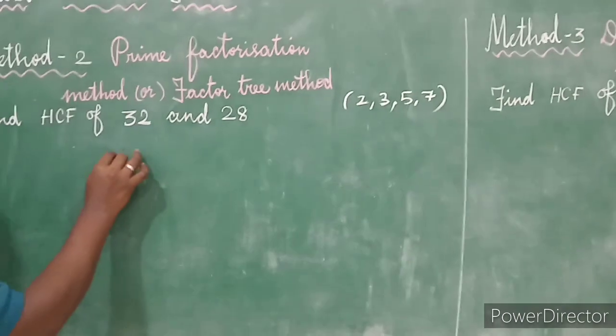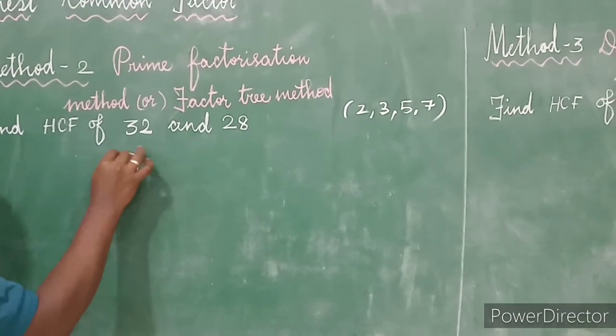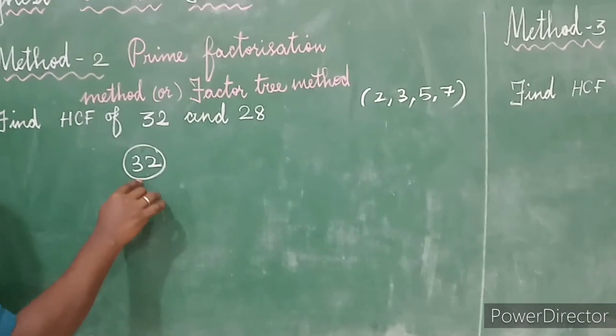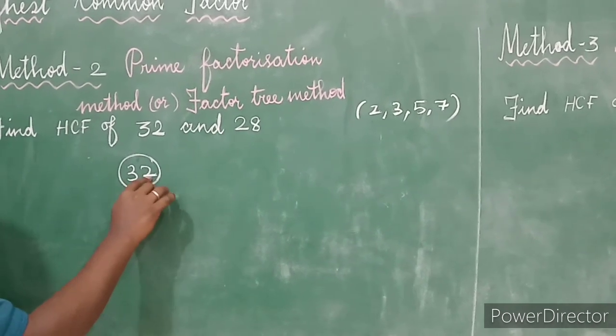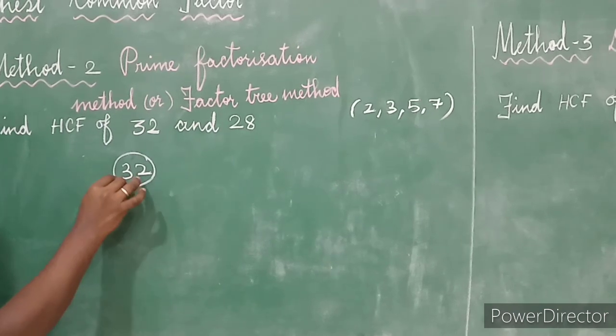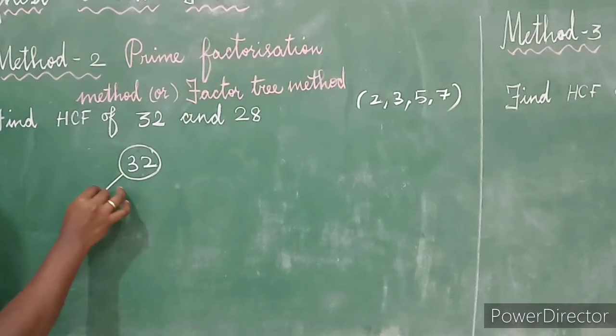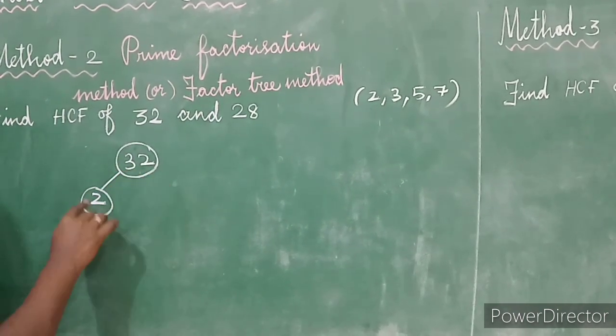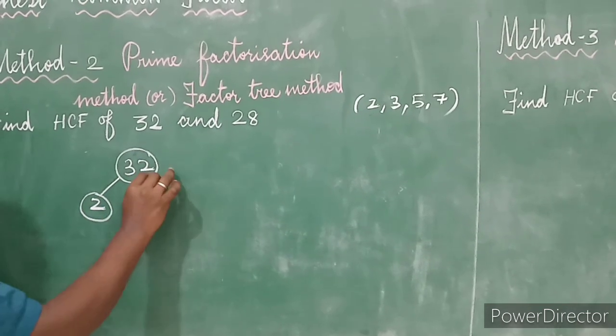Factor tree method. So 32. Take the first number, 32, and circle it. 32 is an even number, which means it is divisible by 2, because in the ones place you have 2. So I'm going to divide by 2. Circle 2. In 32, how many 2's are there? 16 2's, right?